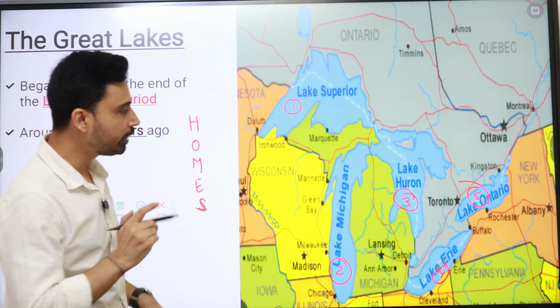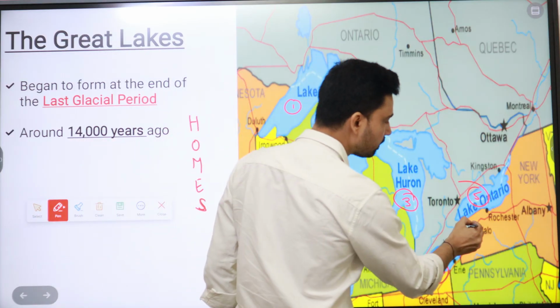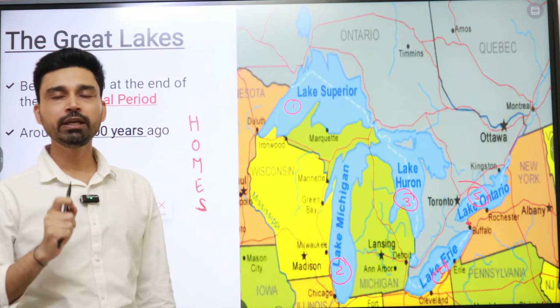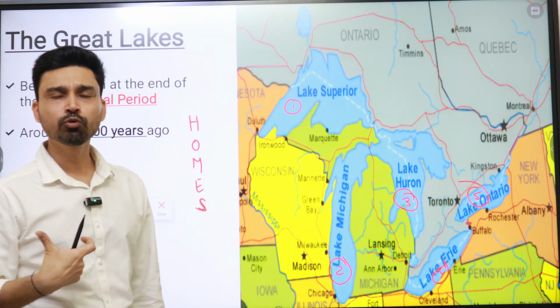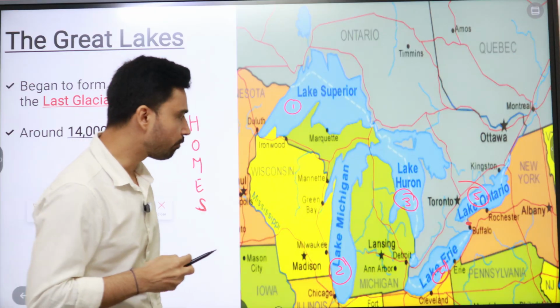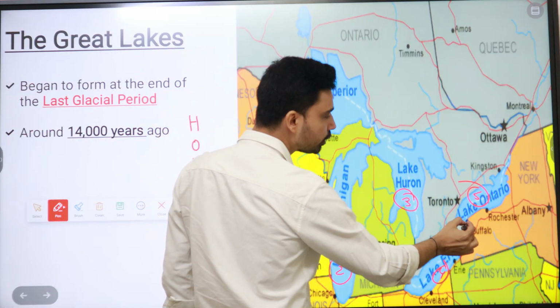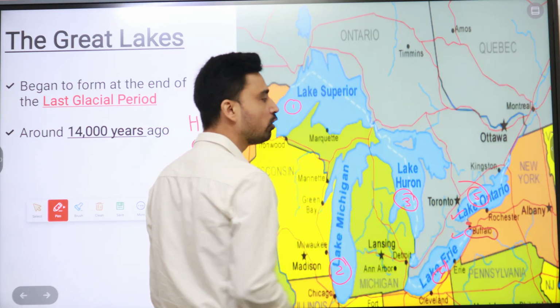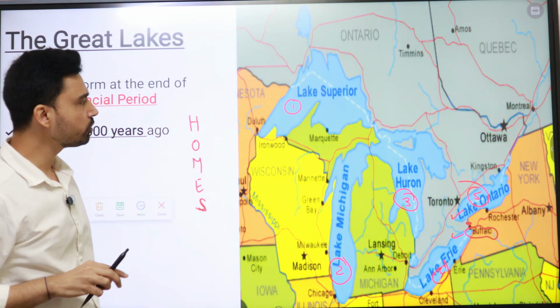Now, most important point, and this you might have heard somewhere, that along the border of US and Canada, you will find the very famous waterfall, which also attracts a lot of tourists every year, called Niagara Falls. So Niagara Falls is basically located between Lake Ontario and Lake Erie near the city of Buffalo. That is also a very important place.